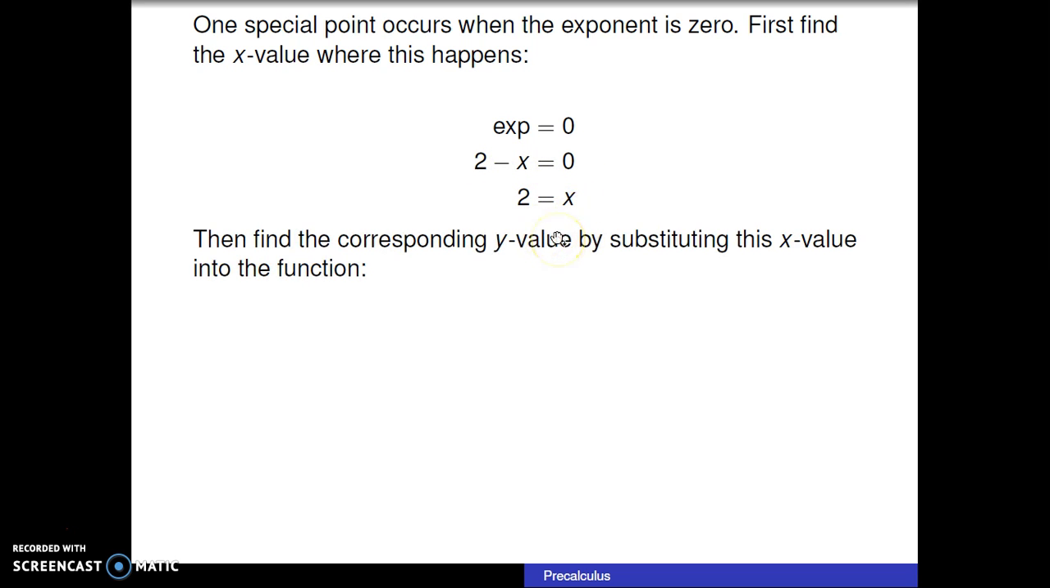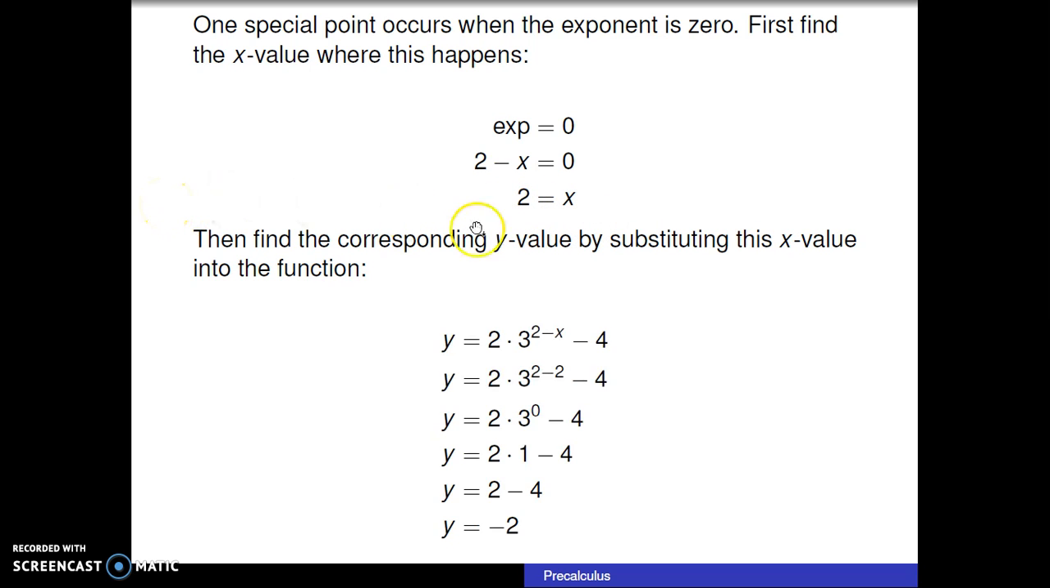Now to find the y value, we're going to substitute this x value into the function. All right, so here's the function. We replace the x with this x value we found, 2, and we just start calculating. 2 minus 2 is 0. That's no surprise. We wanted the exponent to equal 0. Now we do our order of operations, of course. Exponent first. 3 to the 0 is 1. Anything to the 0 is 1. Multiplication next. 2 times 1 is 2. 2 minus 4 is negative 2. So we've got this point where x equals 2 and y equals negative 2. So the point (2, -2).